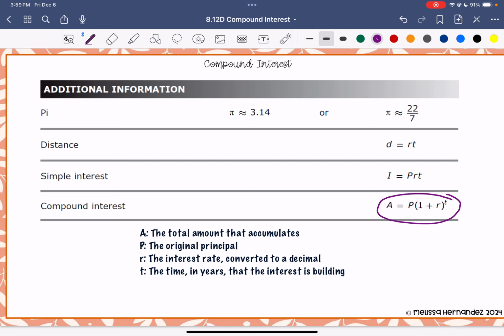Principal is the original amount that was either charged or deposited, depending on the situation. Rate, you'll get it in percent and you have to convert to decimal. And then T is time, which in this case is years.